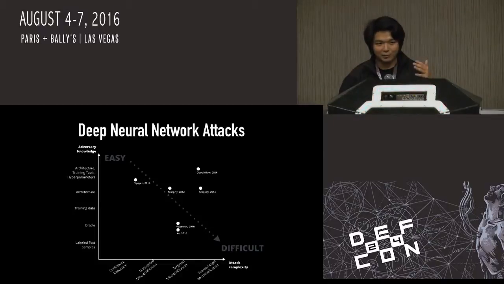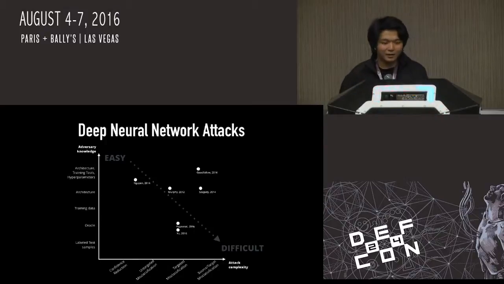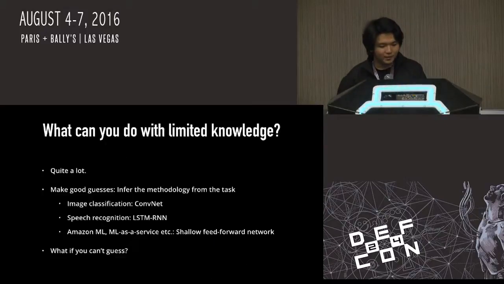Let's say you're dealing with an online service like Amazon Machine Learning as a Service or other machine learning as a service startups, and you wanted to induce some kind of misclassification on them. Then that's a bit harder, but you can still do pretty well. So you can do a lot with limited knowledge. You can make good guesses and infer the methodology from the task.